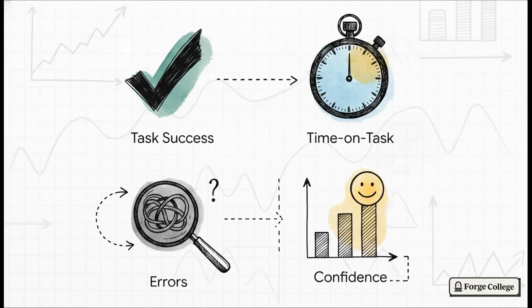First up, task success. Just a simple pass or fail. Did they do it correctly without asking for help? Second, time on task. How many actual seconds elapsed from start to finish? Third, errors. What specific misinterpretations happened along the way? And finally, confidence. A self-reported rating on a scale of 1 to 6. Just ask them, hey, how sure are you about what you just did?